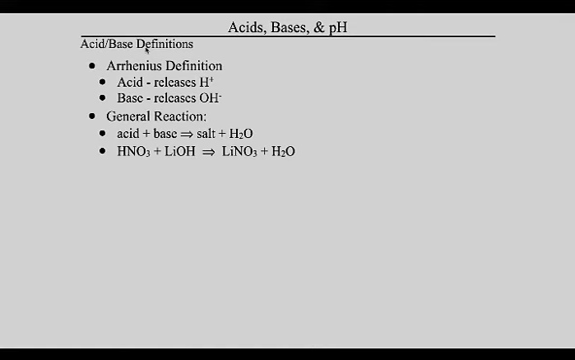For example, it might be nice to have an example. If our acid is HNO3, which is nitric acid, and our base is lithium hydroxide, what are they going to make? The lithium from the lithium hydroxide grabs the nitrate from the nitric acid, and your salt is lithium nitrate. Your other product is water. The hydrogen from the acid and the OH from the base get together, boom, there's your water.